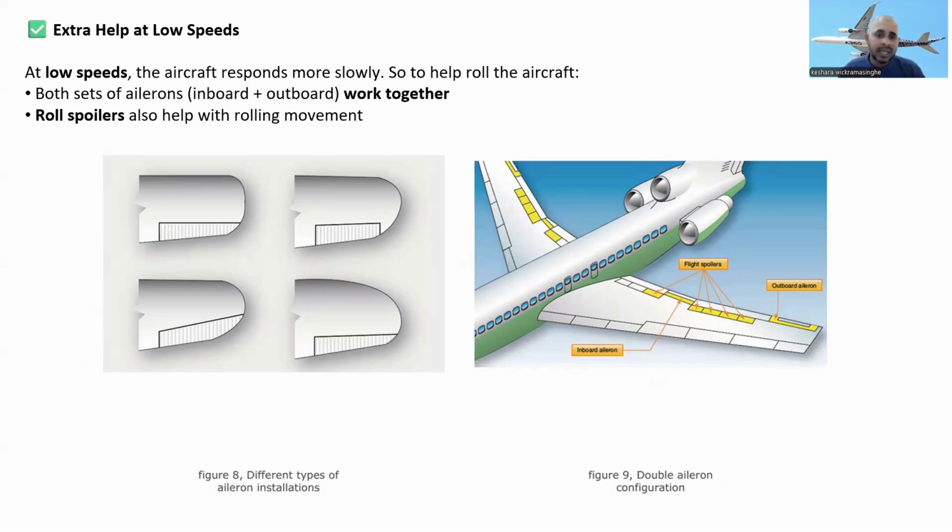All right, these are the different types of aileron installations. You can see the ailerons come to the edge, something like this. In the double aileron configuration, sorry, this is the inboard aileron and this one is the outboard aileron. At high speed, the outboard ailerons will be locked for safety reasons.